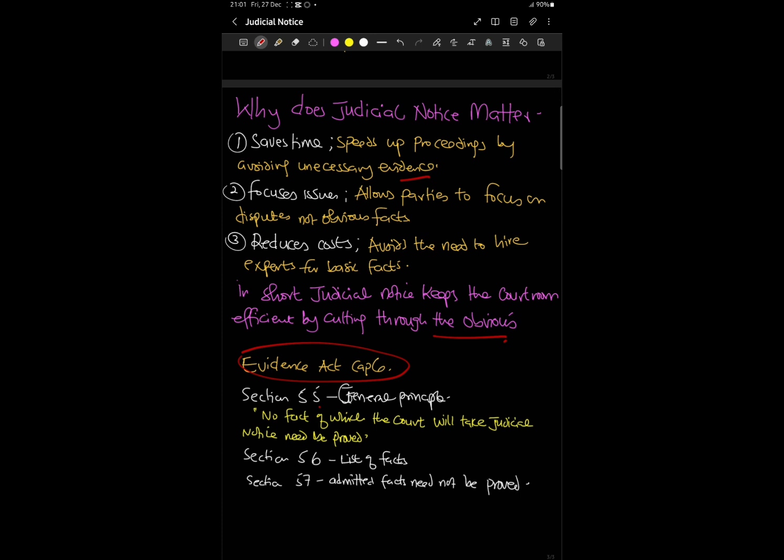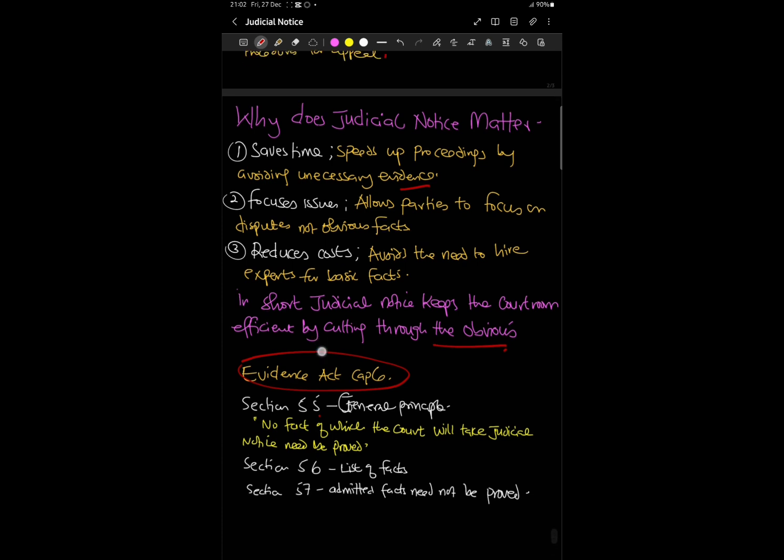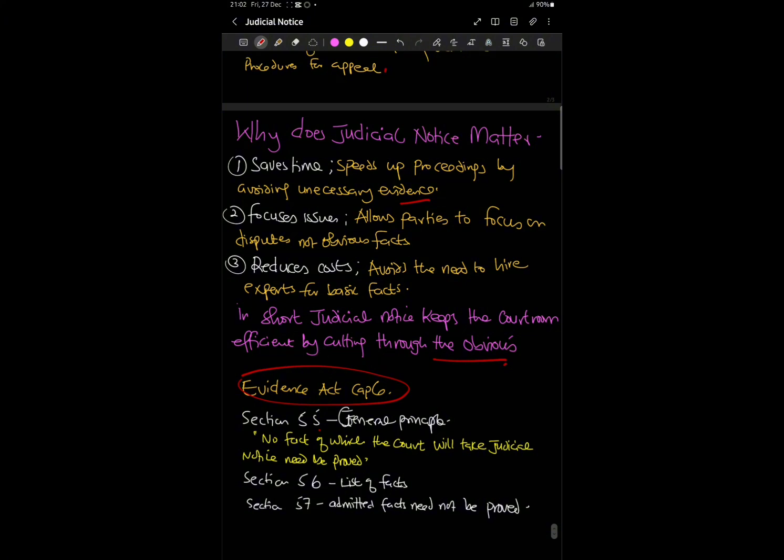So basically today we have discussed judicial notice. We have talked about a few areas where it applies, why it matters, and where we can find it in the Evidence Act Cap 6. But this was an explanation for a lay person. Now you can use this background to build up from there.